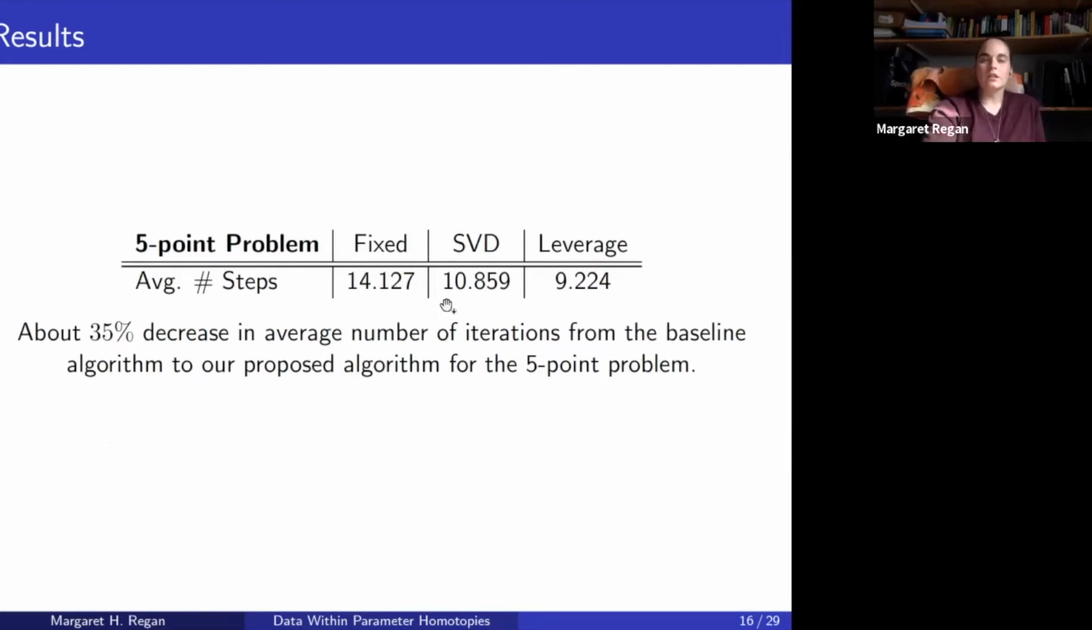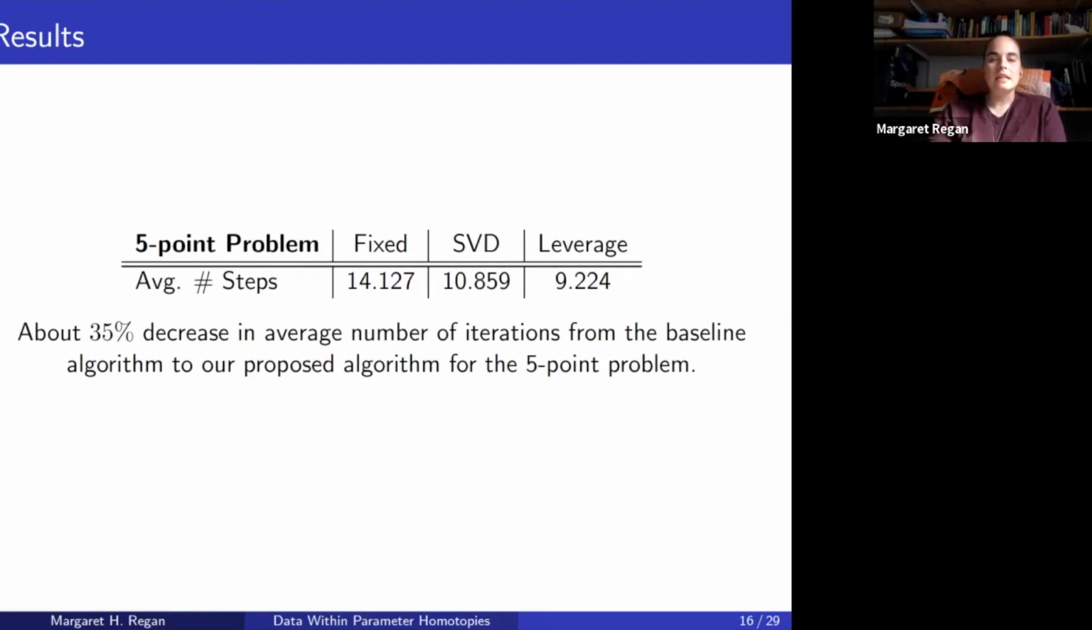But what I want us to look at is that if we just use the fixed randomization, we take an average number of steps along this path for the 5-point problem of 14. That decreases using the singular value decomposition randomization matrix, which is again dense, to 10 or 11. And then that decreases again to 9 when we use this leverage score method, which is a sparse matrix. So the impact of that sparsity actually helps us a lot, because our number of multiplications decreases.